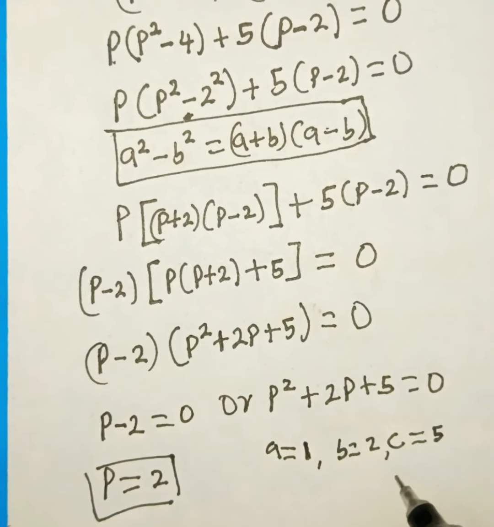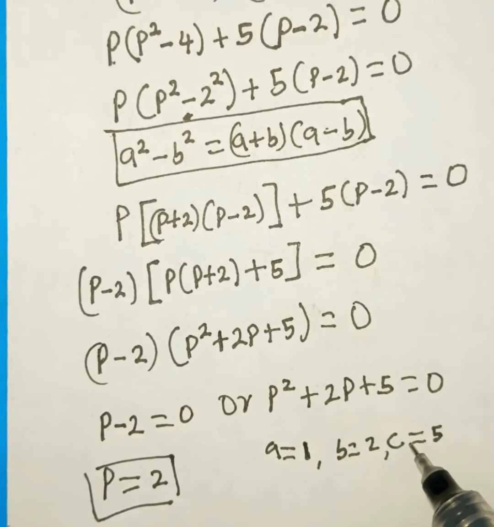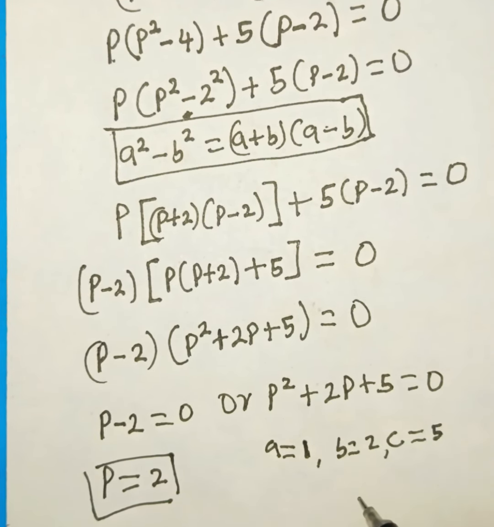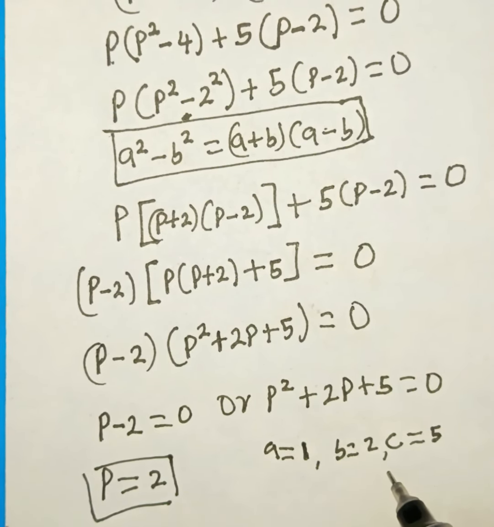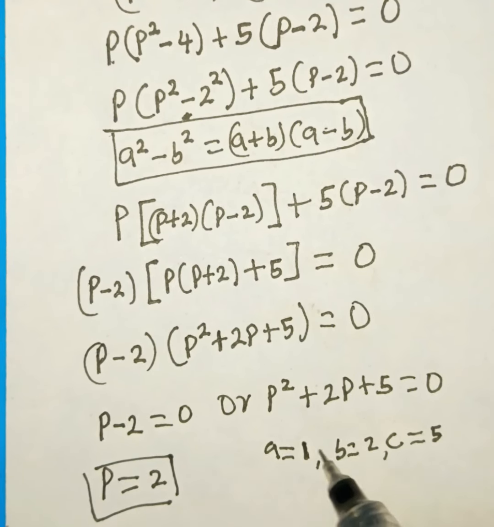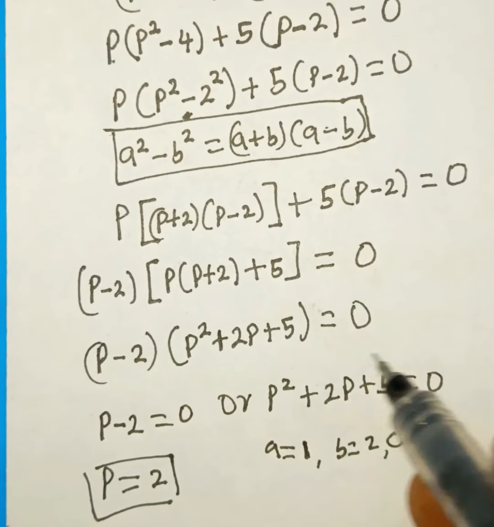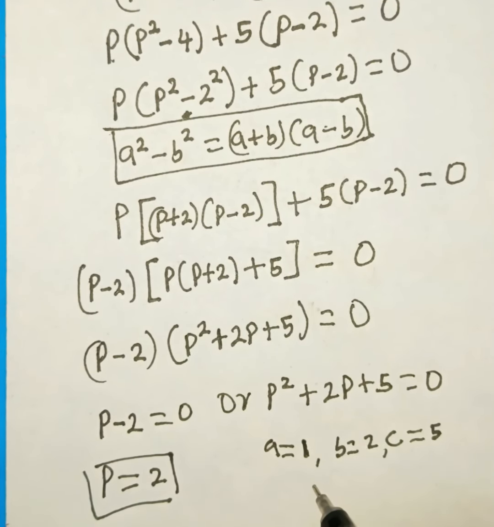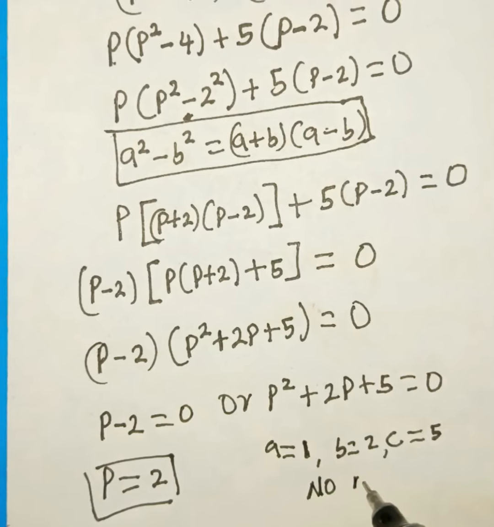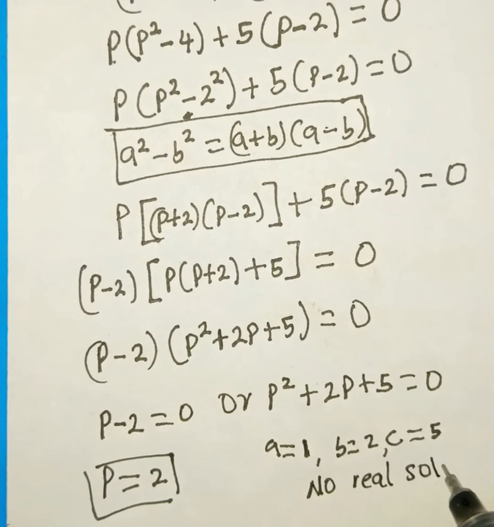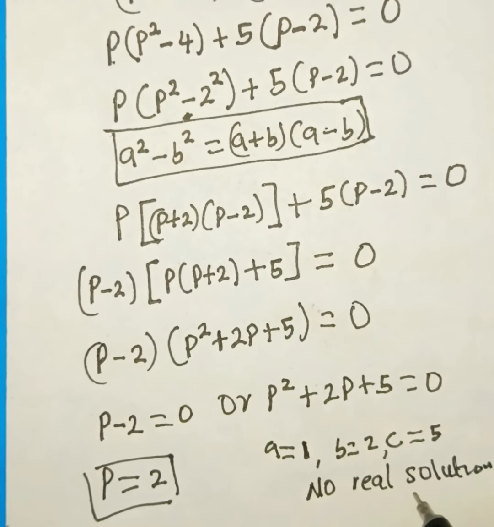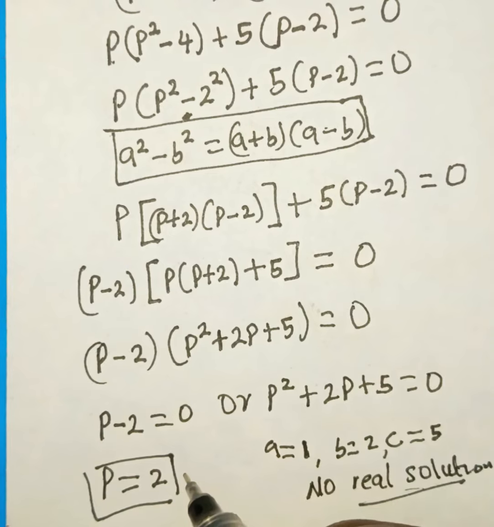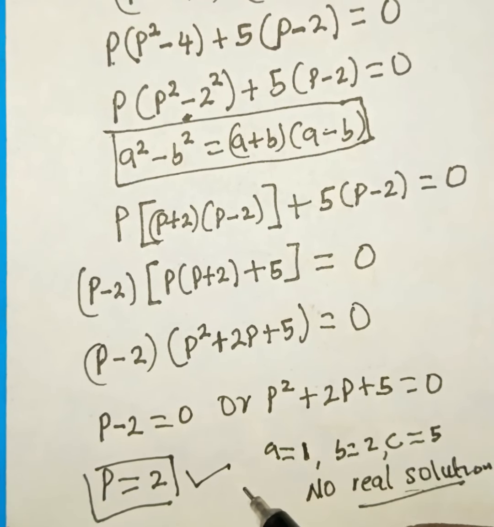If you substitute this into the quadratic formula, you are going to see that since this c is bigger than b, you are going to arrive at what we call a complex solution, because they are going to introduce what we call an imaginary number. So therefore, if you solve this quadratic equation, you are going to arrive at no real solution, except what we call a complex solution. So therefore, the only solution that will satisfy this equation is p is equal to 2.